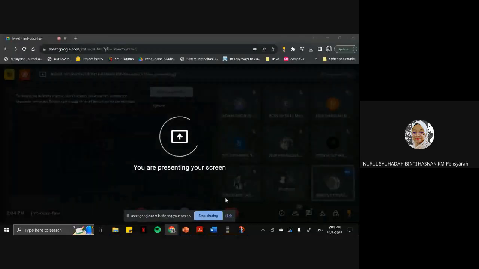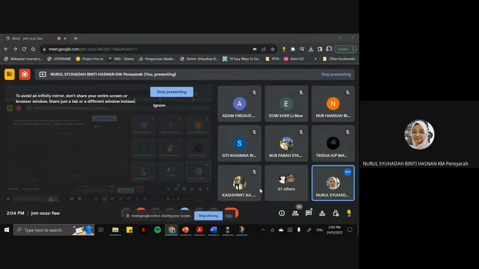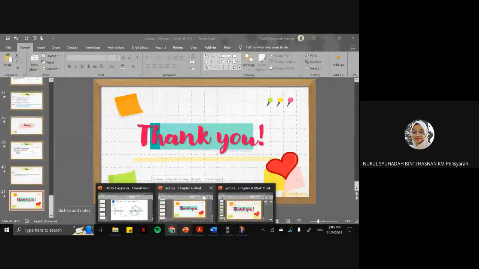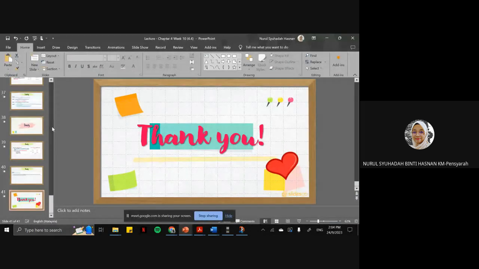Okay. So let me share my screen. Okay. Entire screen. Oh, dah lama tak guna Google Meet. So dia punya features macam dah lain. Lain sikit. Okay. This is 4.4.